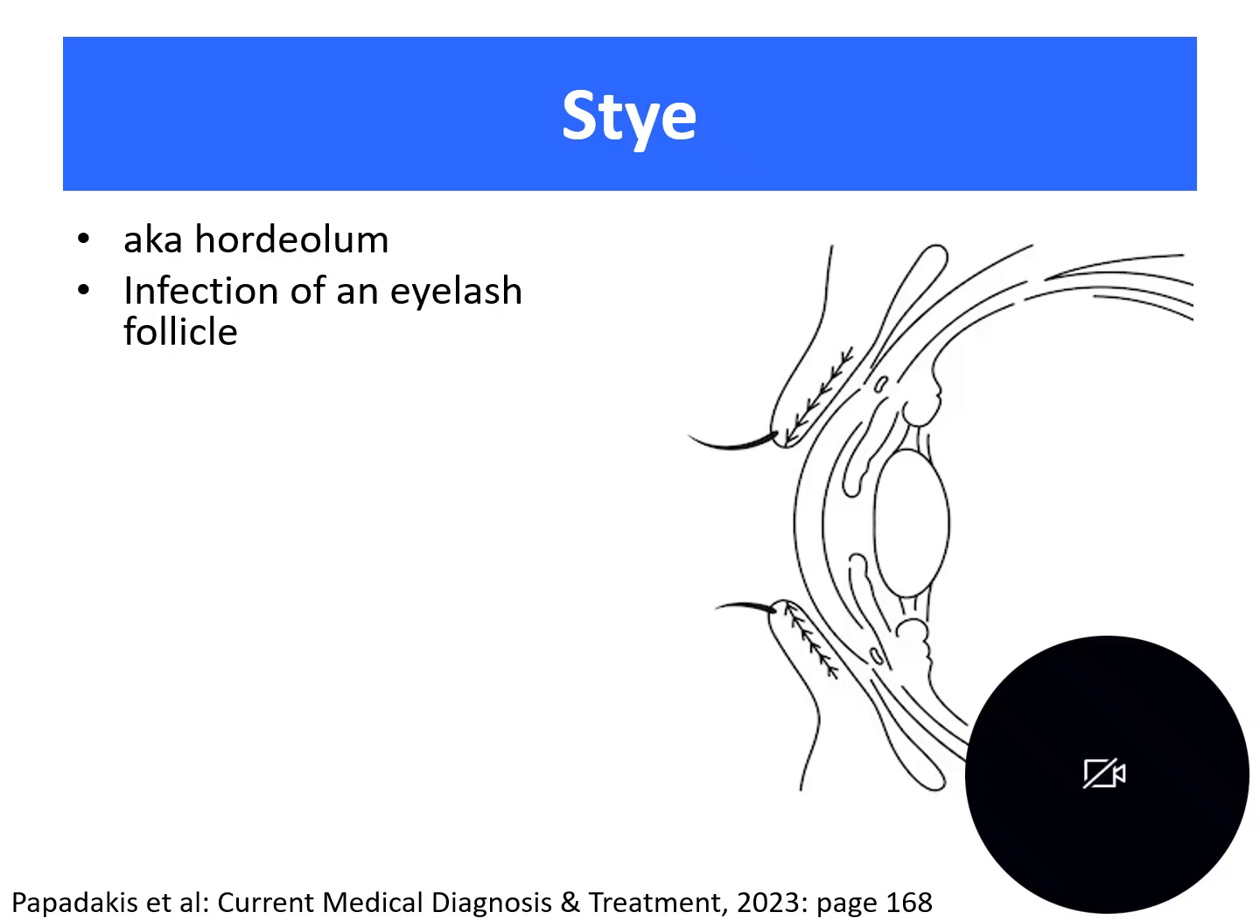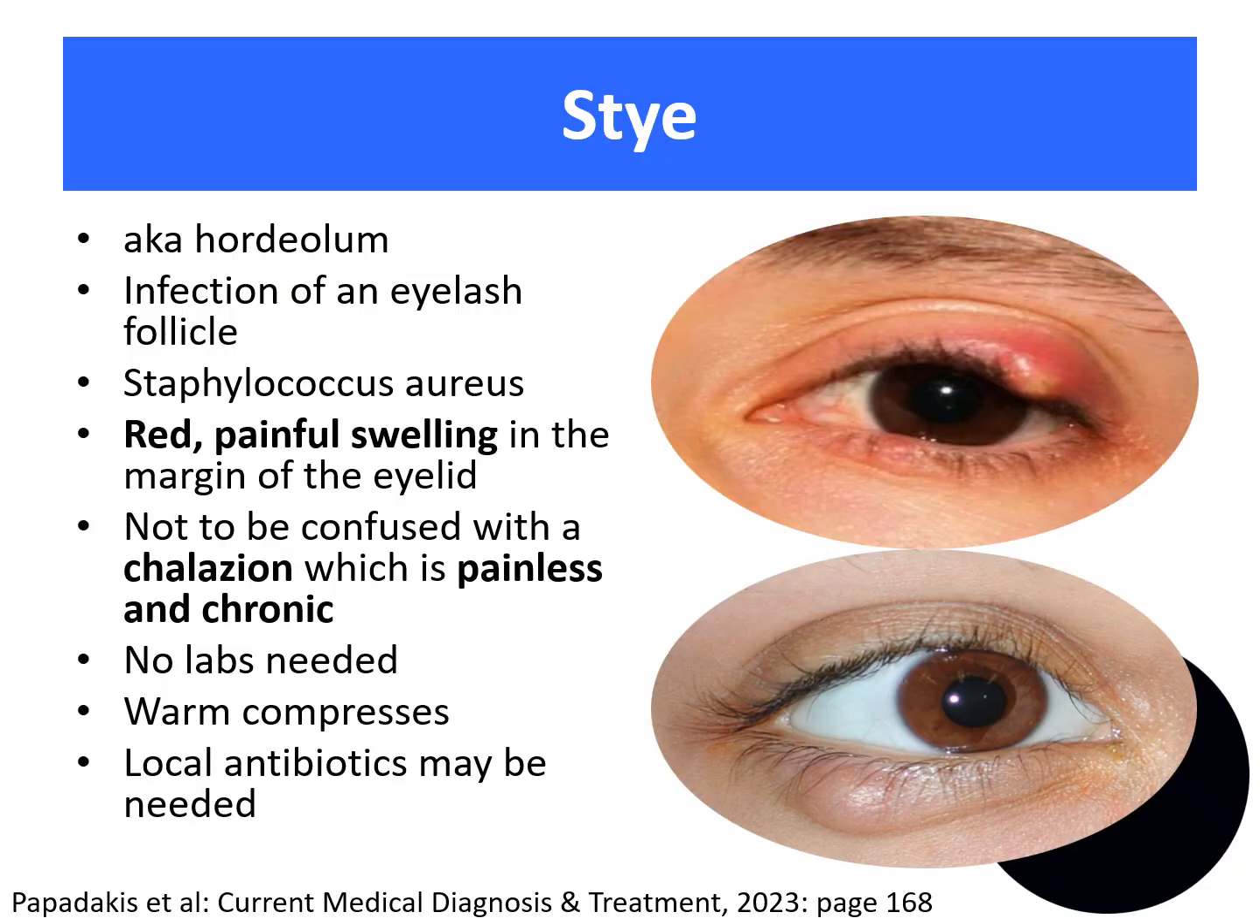So you're going to see a swelling on the margin of the eyelid, and you're going to see that swelling is going to push one eyelash outwards, and the infection is related to that particular eyelash. The most common infective organism is Staph aureus. The clinical presentation is painful red swelling in the margin of the eyelid, not to be confused with a chalazion, which is another word for an internal sty, which, as I said, we will talk about later.